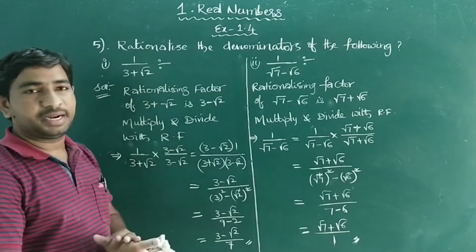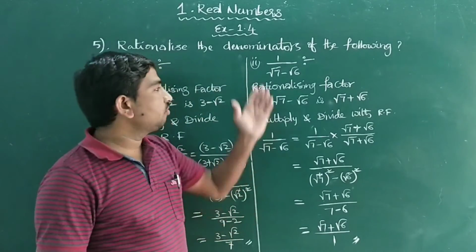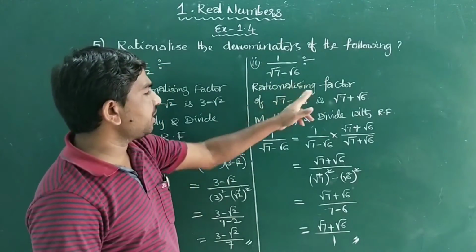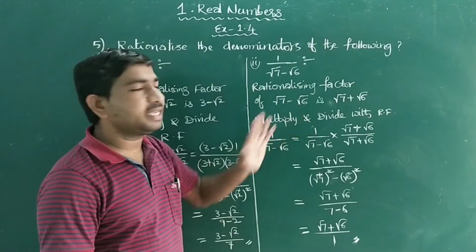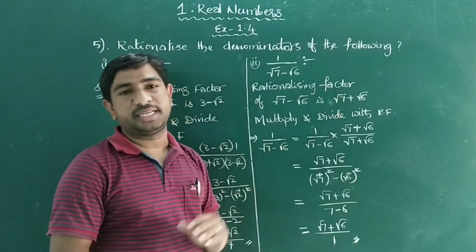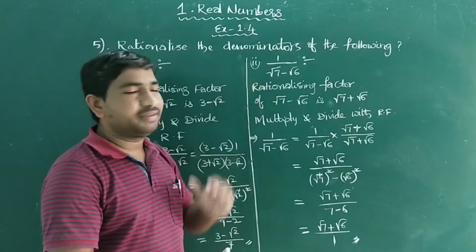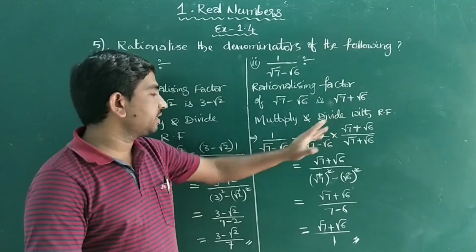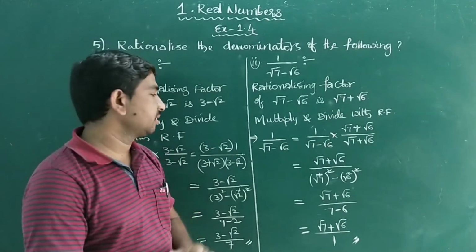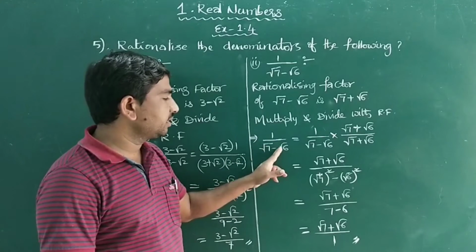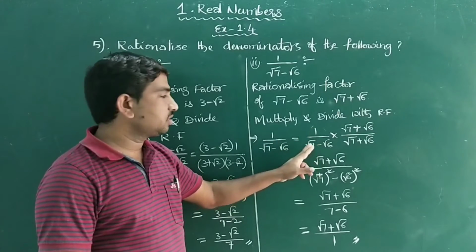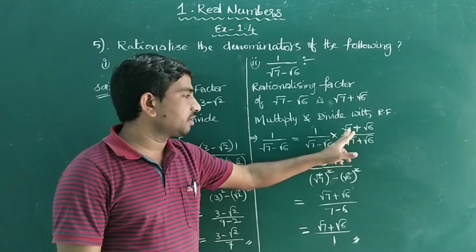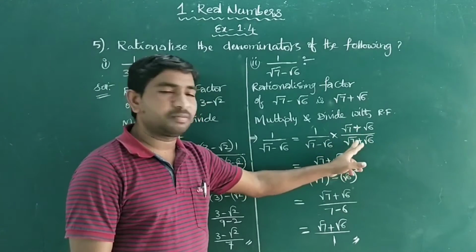Rationalizing the denominator. Now what is the second problem? 1 by root 7 minus root 6. The rationalizing factor of root 7 minus root 6 is root 7 plus root 6. This is also the conjugate of the given number. Multiply and divide with this rationalizing factor to rationalize the denominator. So 1 by root 7 minus root 6 can be written as 1 by root 7 minus root 6 into root 7 plus root 6 by root 7 plus root 6.